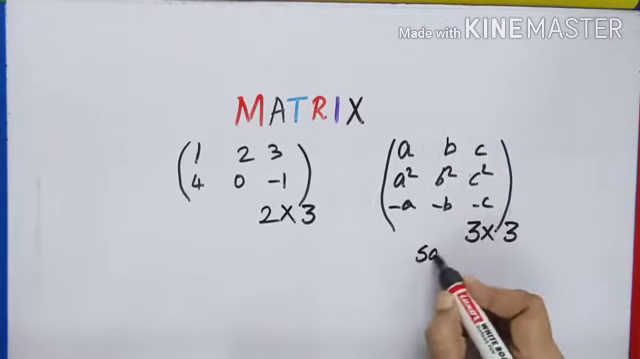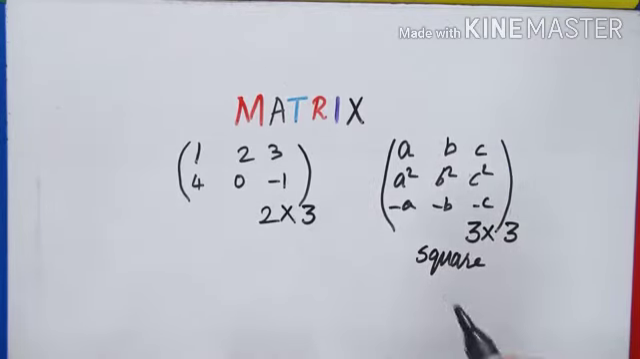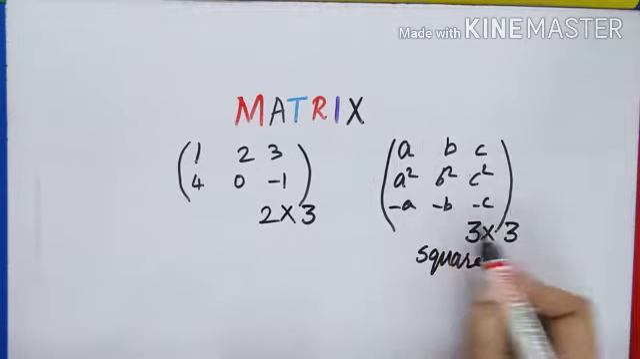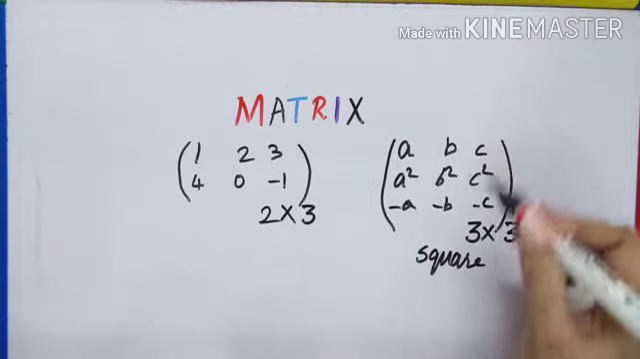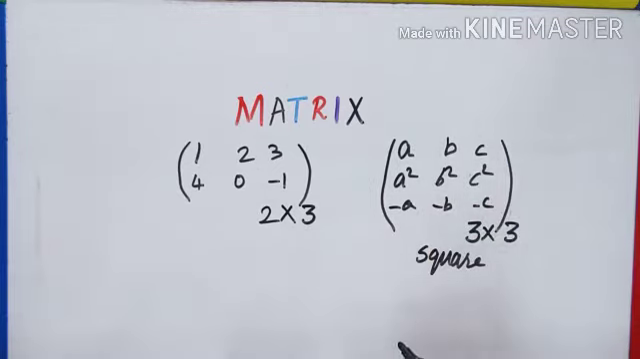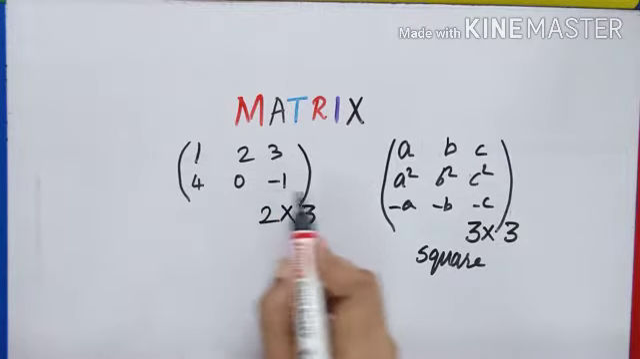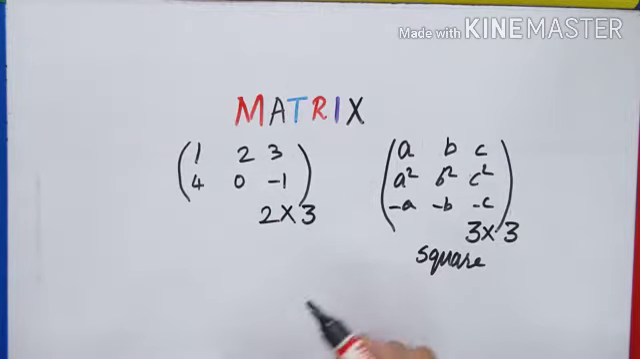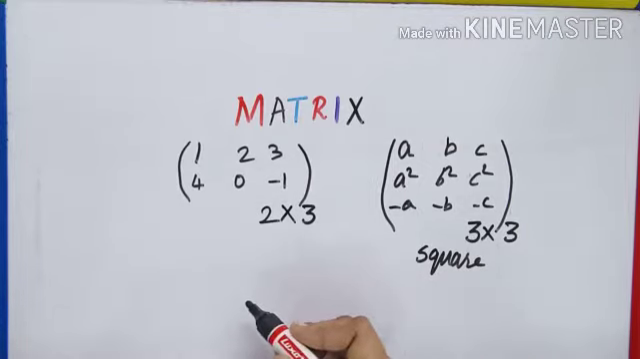This we call a square matrix, where the number of rows and number of columns are equal. This is a rectangular matrix. What else have you studied about matrices in standard 10?